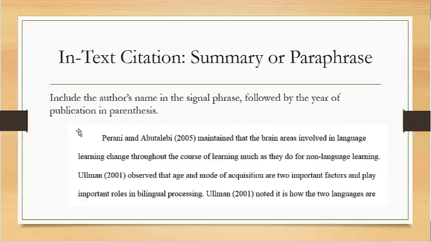Additionally, for in-text citation, you can include the author's name in the signal phrase, followed by the year of publication in parentheses. So here, the student has introduced their summary by introducing it with the authors, Pereni and Ambutalebi, year of publication, maintained that, and then continued with whatever it is that they want to say about that publication.